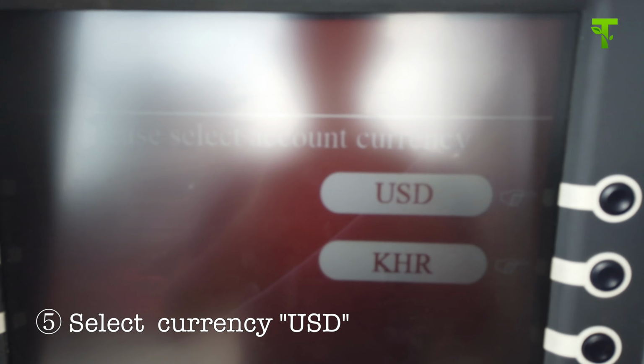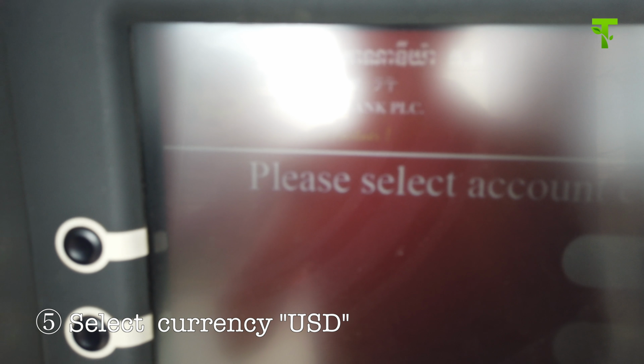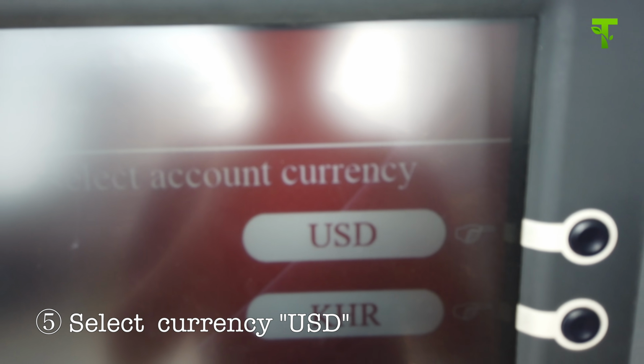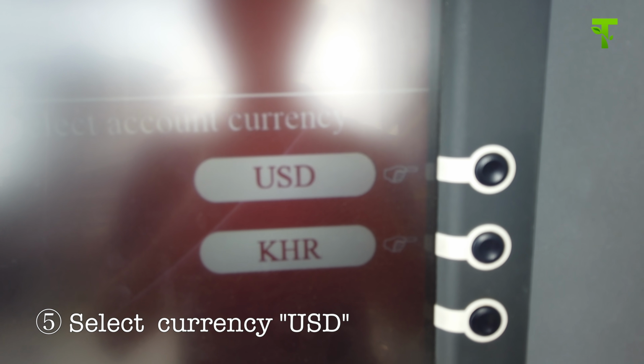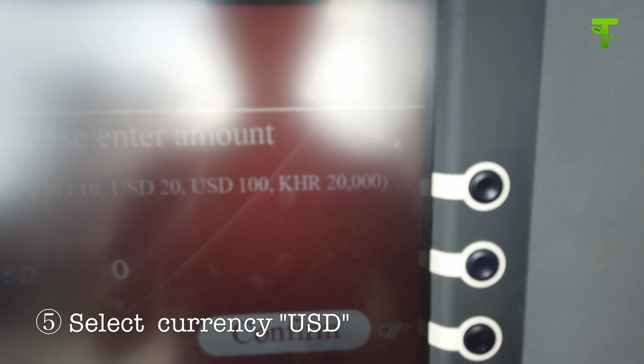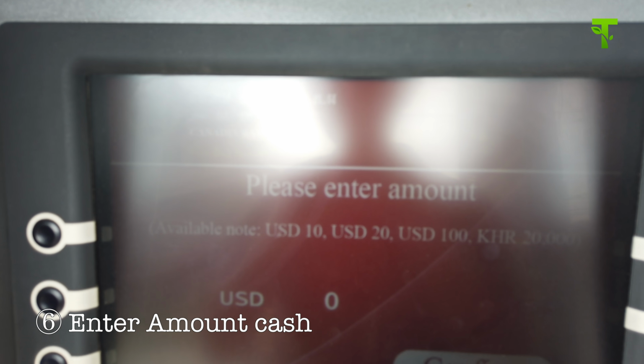Number 5. Select the currency, USD. Cambodia uses 2 currencies, the US dollar and the Cambodian Riel. Mainly they use the US dollar, so choosing US dollar is the best.